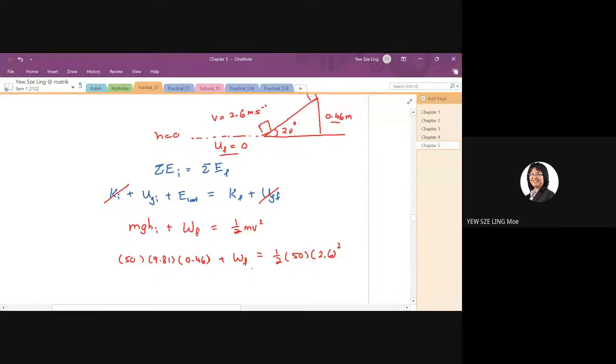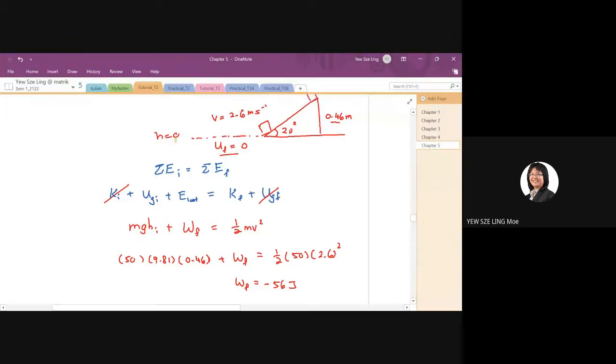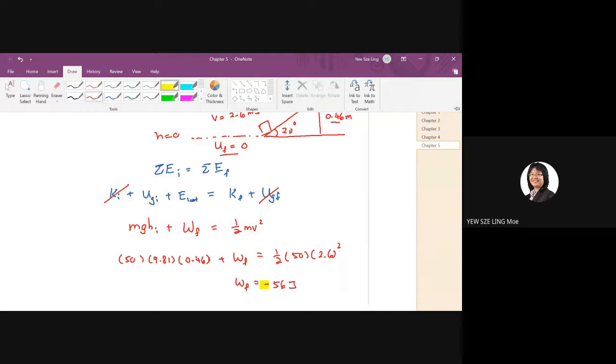Rearranging the equation, eventually you obtain WF equals negative 56 joule. The negative sign tells you this is energy loss. This is the work done to overcome the frictional force.